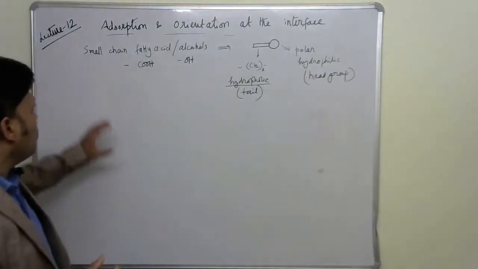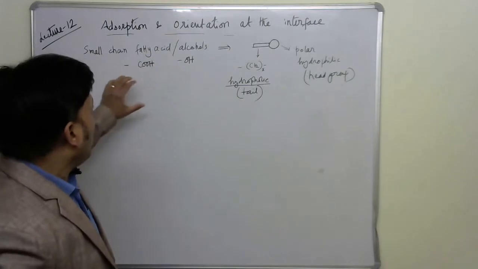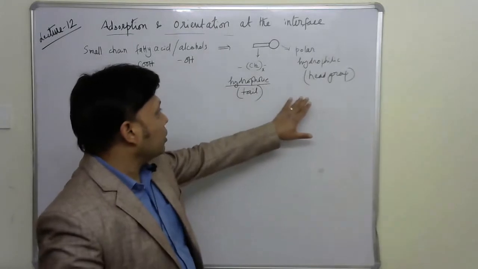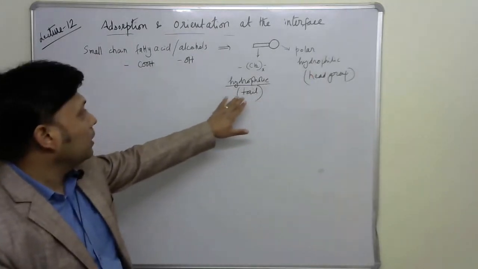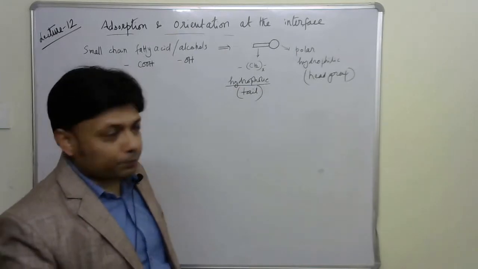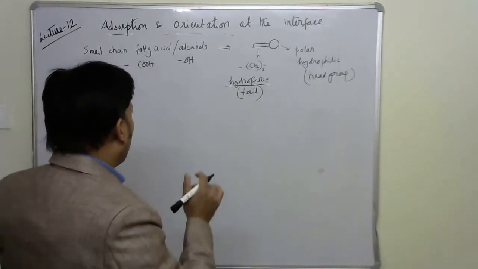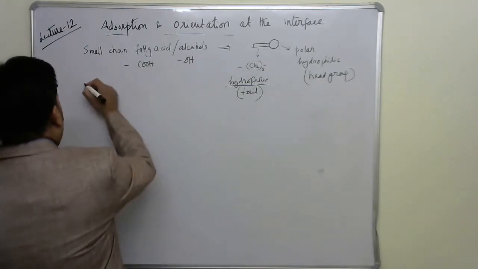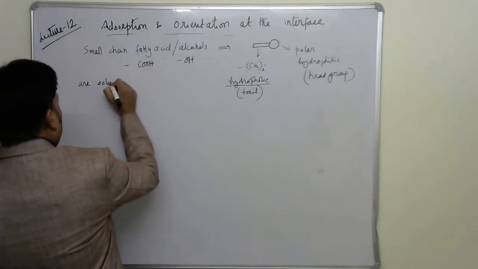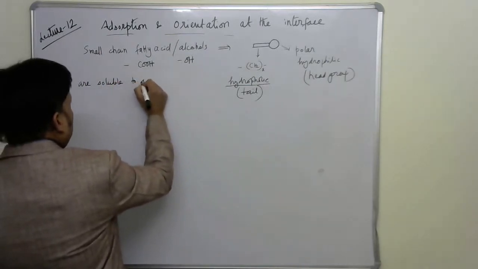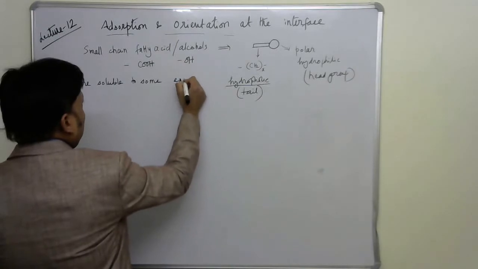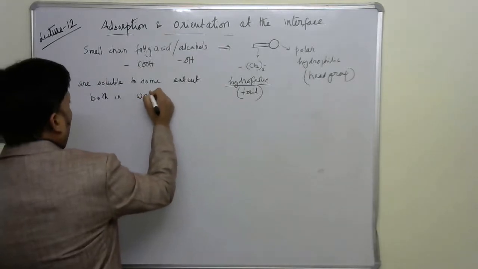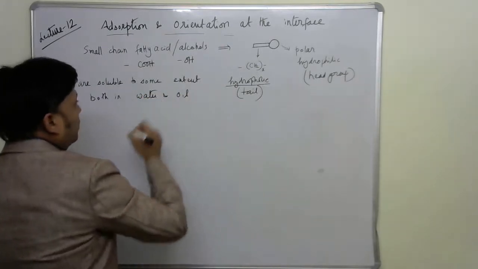So these kinds of molecules have something in common. Okay, so what are the common things? Definitely structurally they have a polar head group and a hydrophobic longer tail or chain. This is the number one similarity. And number two, these types of molecules are soluble, to some extent, both in water and oil. Okay, that's a very interesting part.